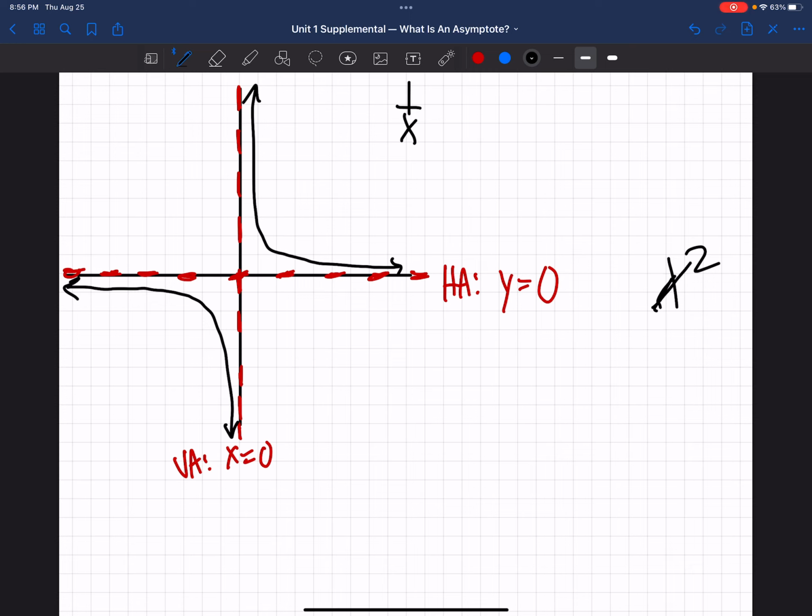Anyway, x squared, which is a quadratic, I would plot points, right? -2, 4, -1, 1, 0, 0, and then I'd make the curve. But with rational, I'm just sketching it with the asymptotes because that's kind of where the graph is, right? That's what determines its shape, really, is those asymptotes.